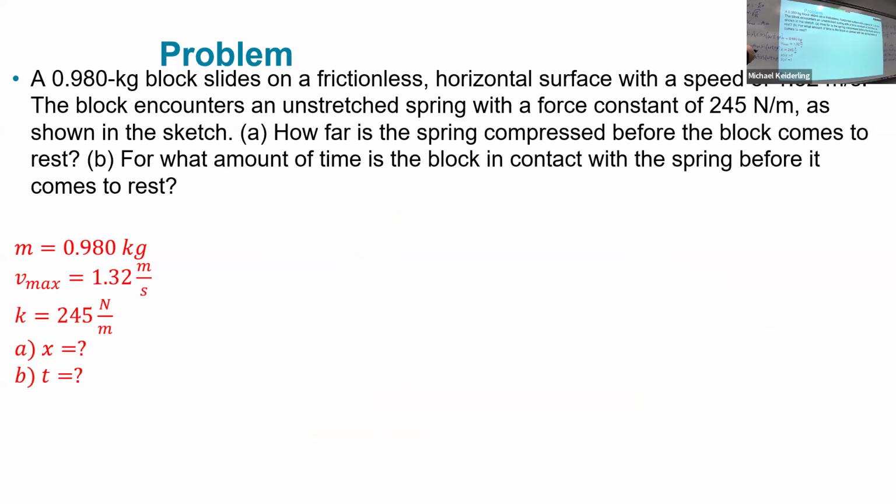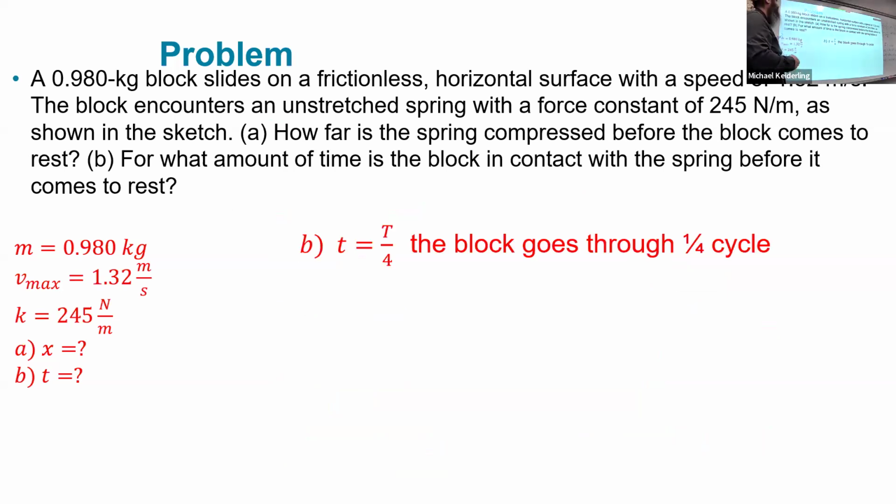We want to figure out how much time the block is in contact with the spring before it comes to rest. Well, the time is a quarter of a period. The block goes through a quarter of a complete cycle. It goes from zero amplitude to maximum amplitude the first time.